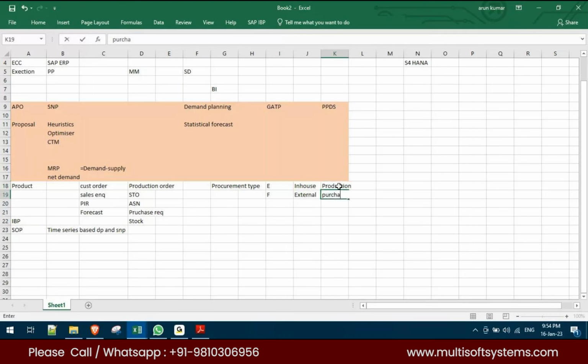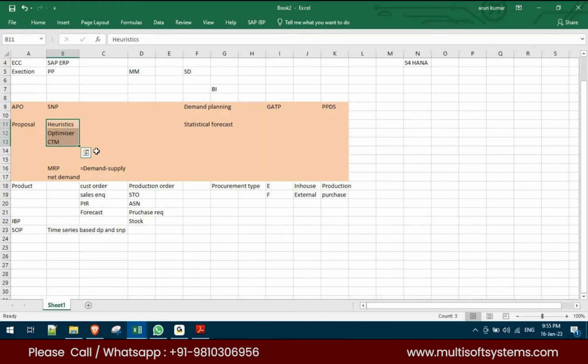So this is what MRP is doing. To do this, we have algorithms. Planning is all about algorithms. We have different engines they call heuristics, optimizer and CTM, which are different kinds of finite and infinite planning engines. So there are some criteria that can be met with these three planning tools.